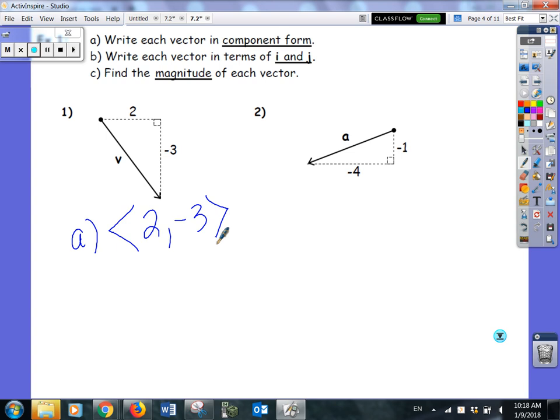You start at the dot. If you go left, it's negative. If you go right, it's positive. Then from there, if you go up, it's positive, down is negative. So component form can both be negative, both be positive, or one of each.